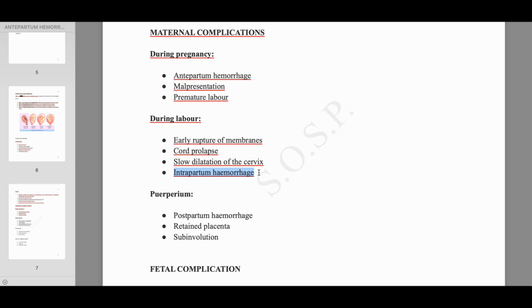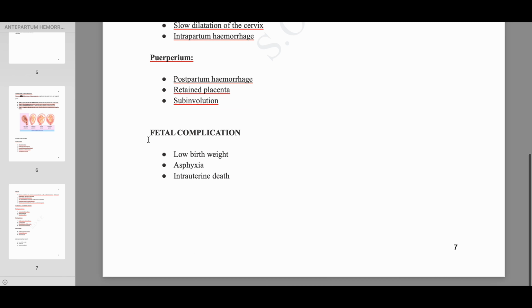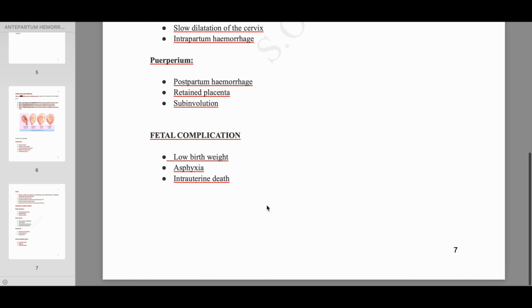Intrapartum hemorrhage. Other than this, in the puerperal period, in the puerperium, it may lead to postpartum hemorrhage. Retained placenta: some parts of the placenta or conceptual products may remain inside the uterus. In that condition, there may be postpartum hemorrhage, and then subinvolution. Next is fetal complications: low birth weight, asphyxia, intrauterine death, IUD. Okay, so these are all the fetal complications.